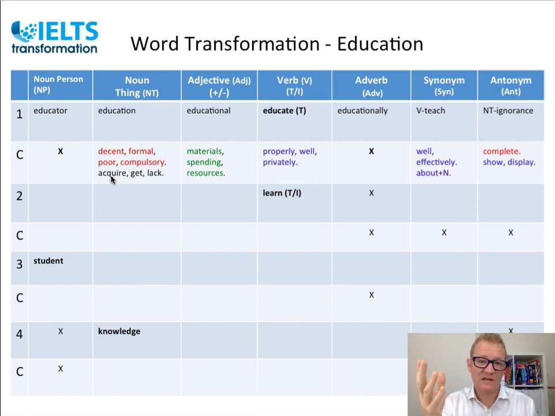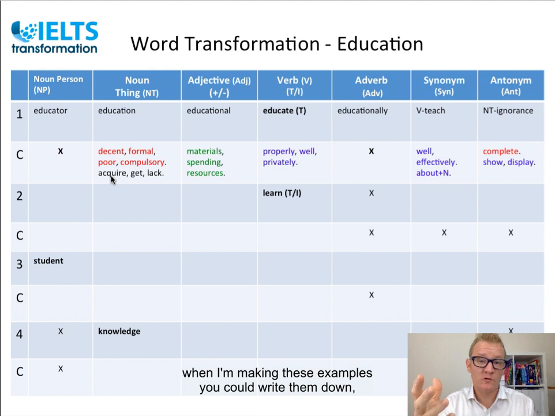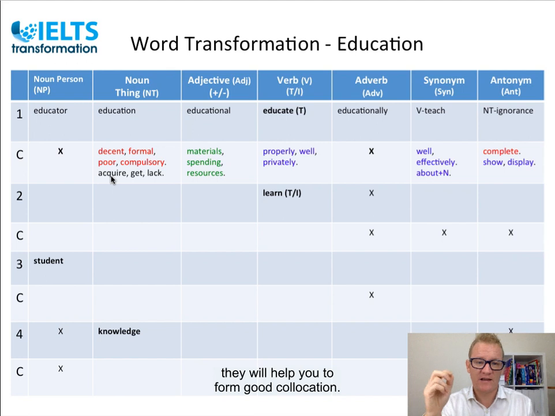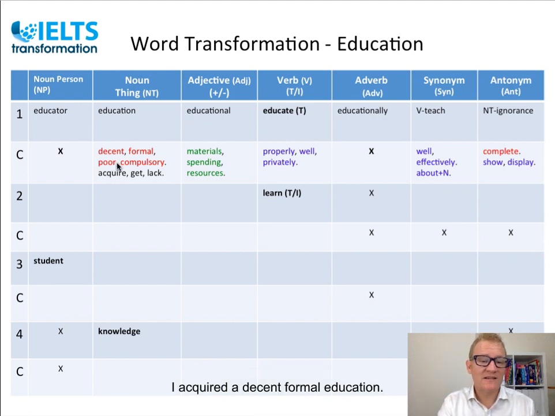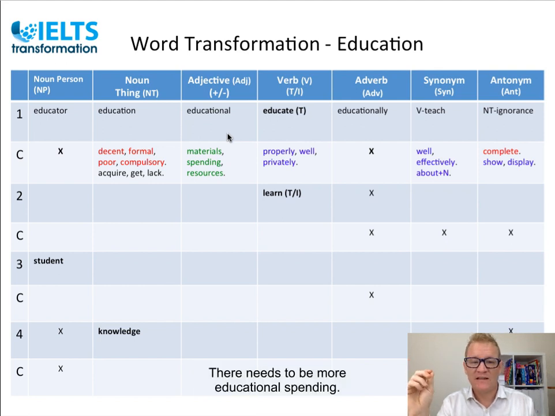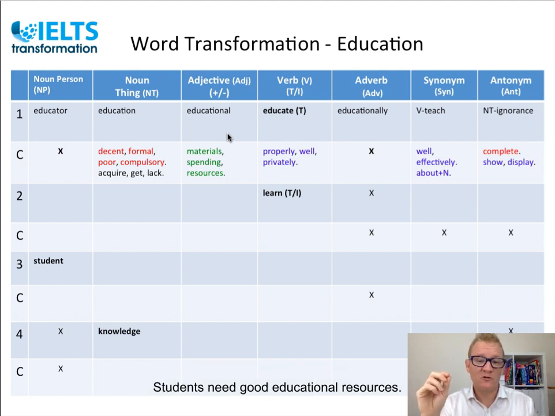Remember, when I'm making these examples, you could write them down. They will help you to form good collocation. I acquired a decent formal education. They lack formal education. They got a compulsory education. Educational materials, we create educational materials. There needs to be more educational spending. Students need good educational resources.